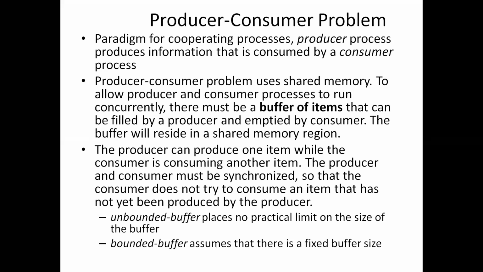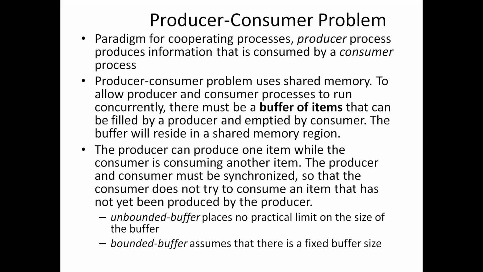To allow the producer and consumer processes to run concurrently, there must be a buffer of items that can be filled by the producer and emptied by the consumer. The producer will be producing some data items, and those data items will be stored in the buffer. The buffer resides in the shared memory region, where both producer and consumer processes can access it.